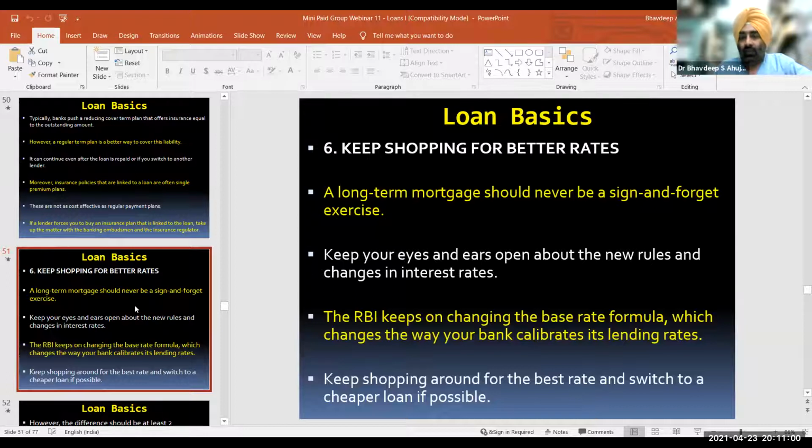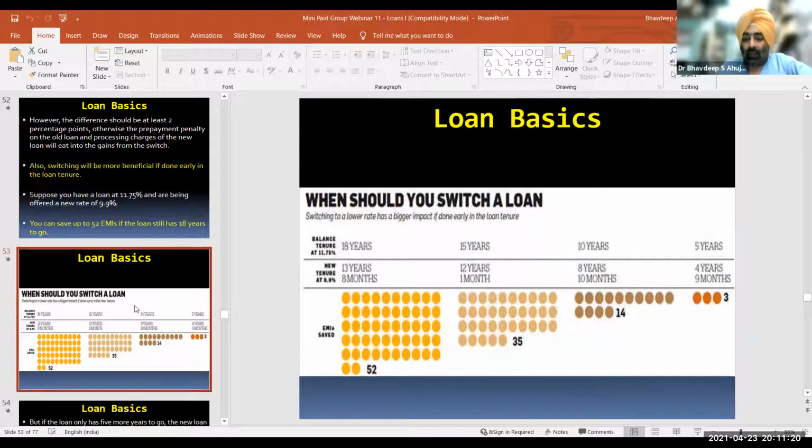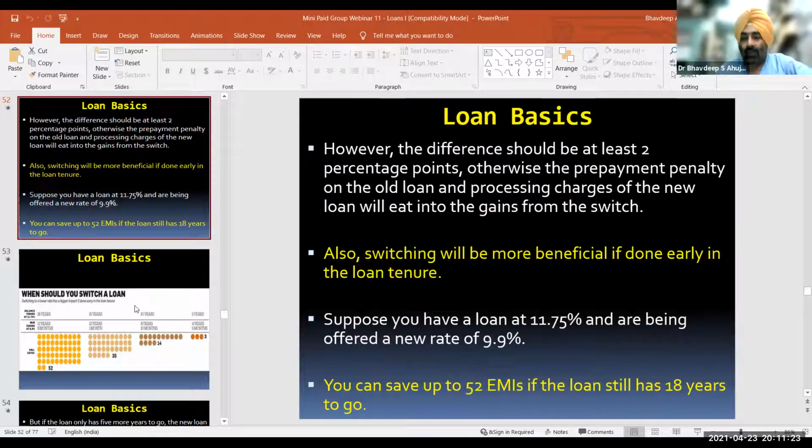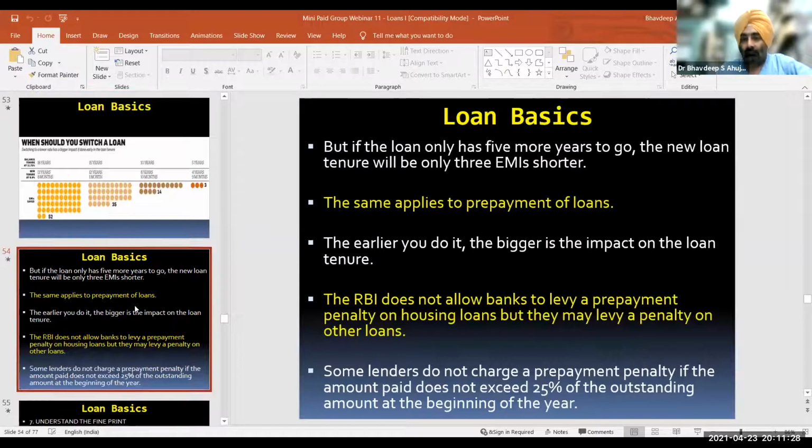Then keep shopping for better rates. We all know that rates keep on changing, especially if you have opted for a floating rate. You will be advantaged if you feel that the current or future time is going to reduce the rates, and the banks will apply the same and help you. But as a golden rule, a minimum of 2% difference is needed, because switching has its costs. If you have more EMIs remaining and the difference is 2%, you will benefit. But otherwise, not at all.